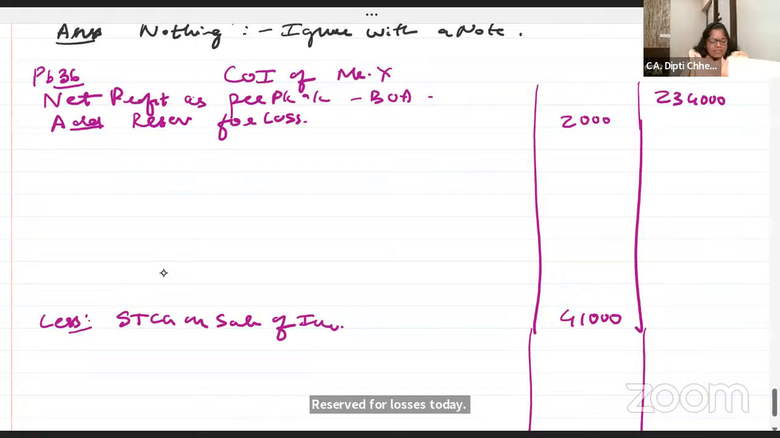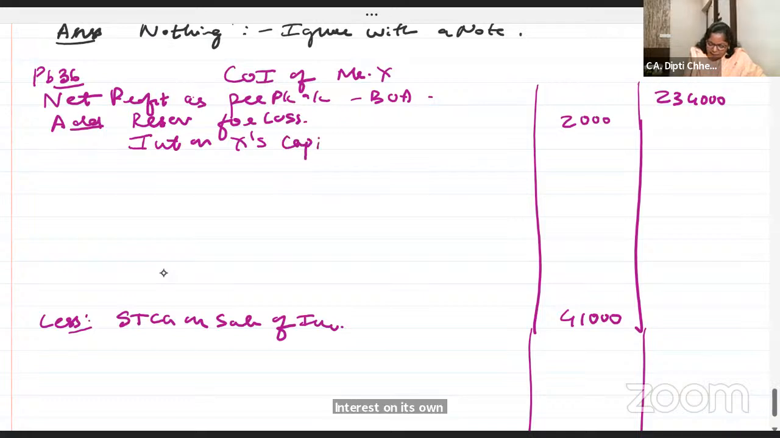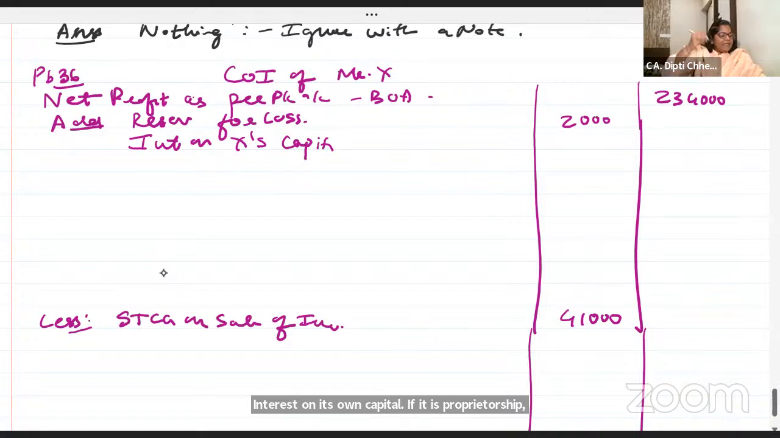Fire insurance allowed. Interest on X's own capital: if it is proprietorship capital, you can't pay interest to yourself, but they paid and debited 3,500, disallowed. If this expense is disallowed, add back.